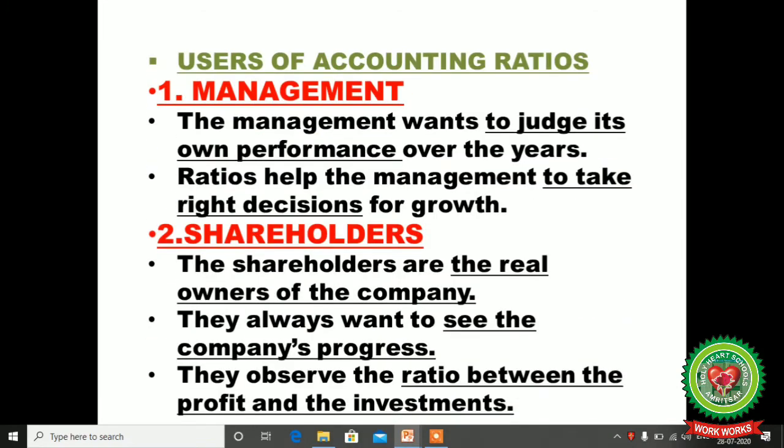So, uses of accounting ratios. Number 1, management. Management can use the ratios to judge its own performance and in future take decisions with the help of the ratios available. Shareholders, the real owners of the company, you know that very well, because these shareholders invested the money in the company. They see the company's progress. If the company is earning huge profits, then they are all expecting huge dividends from the company. They observe the ratio between the profit and the investments.